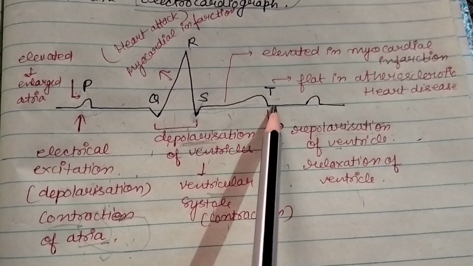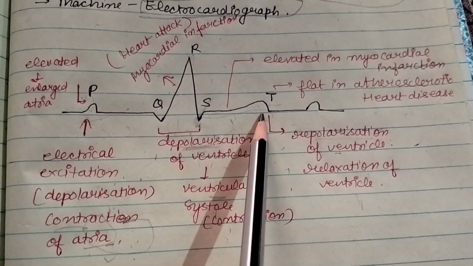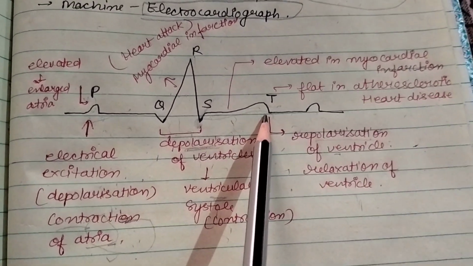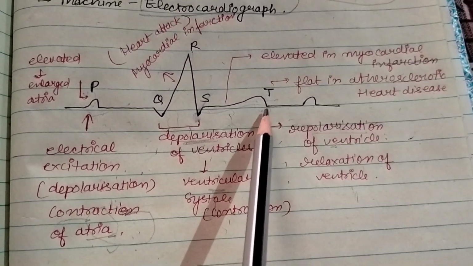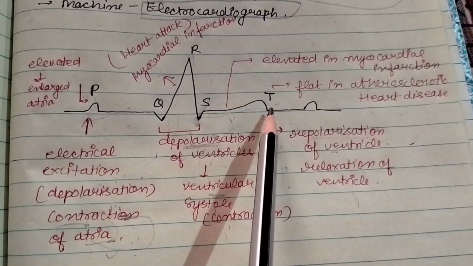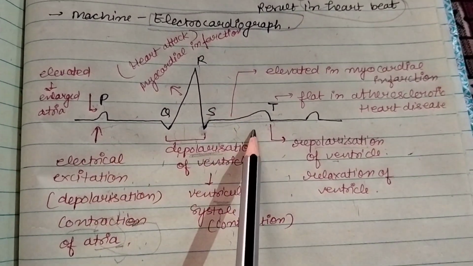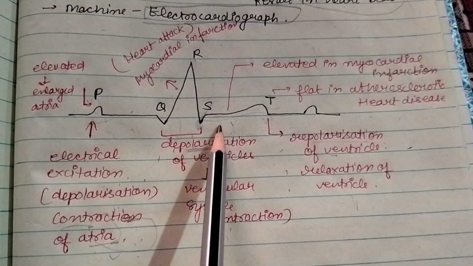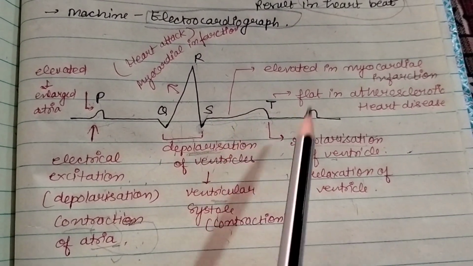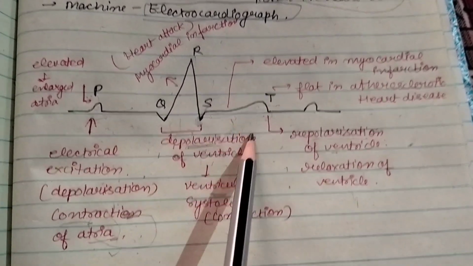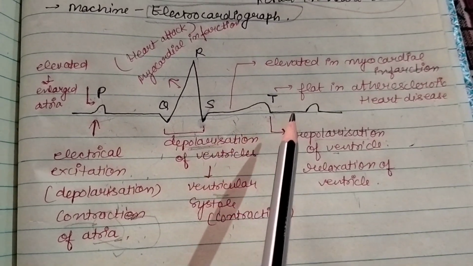And if this T wave is lower, then it means there is low oxygen present in the blood. Low level of oxygen it represents. So these peaks change their shape and their elevation in a particular kind of disease. Otherwise they are all similar in different patients.